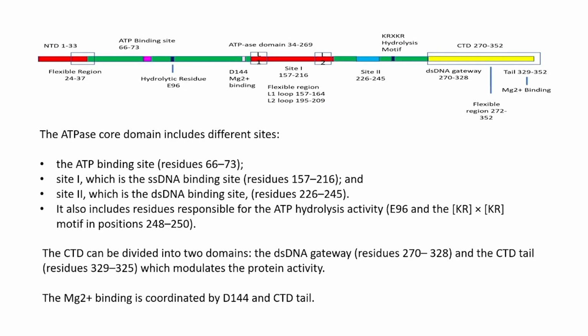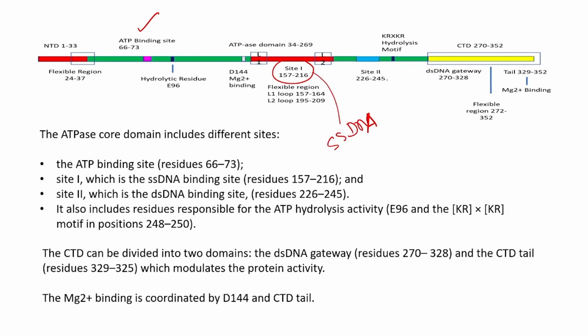Let us first focus on the ATPase core domain. It includes different sites. Number 1 is the ATP binding site between the residues 66 to 73. Then there is site 1, as you can see over here, having the residues 157 to 216. This is a single strand DNA binding site.